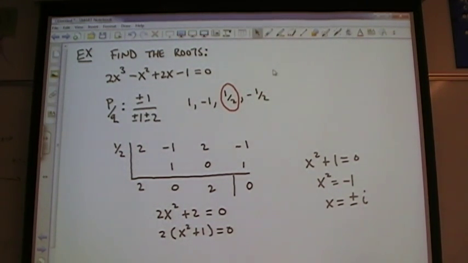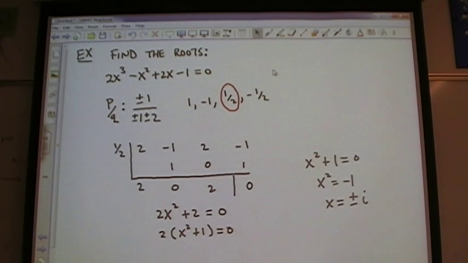Alright, so go to your calculator and type in the y equals. Somebody read that to me again. 2x cubed, minus x squared, plus 2x, minus 1. Okay. And hit graph.